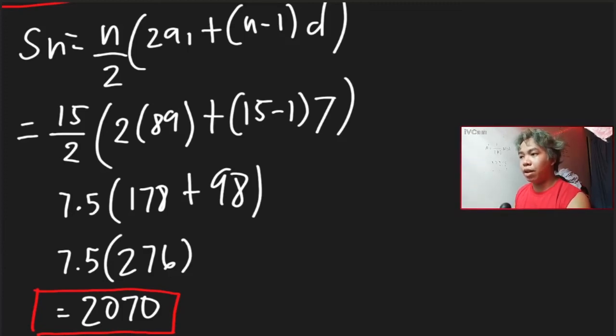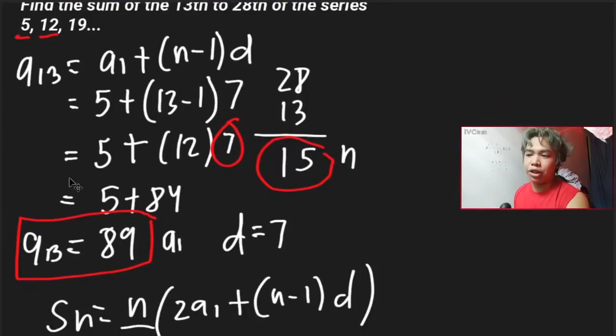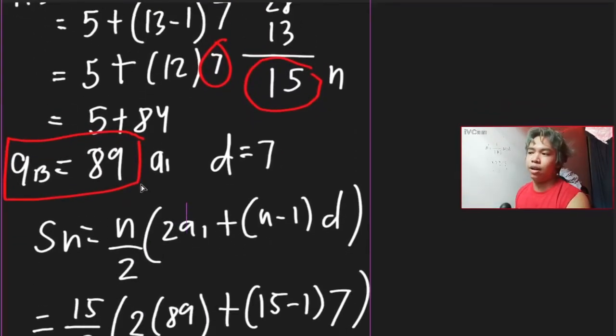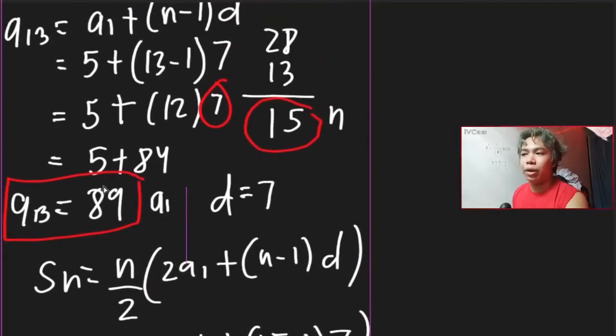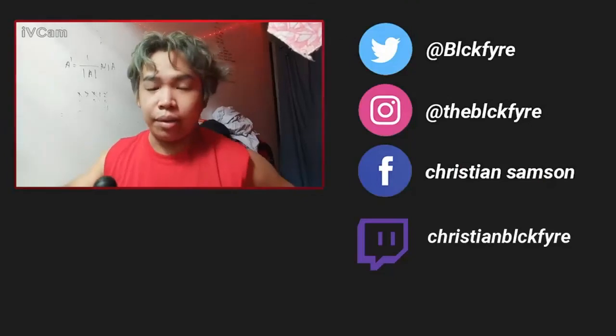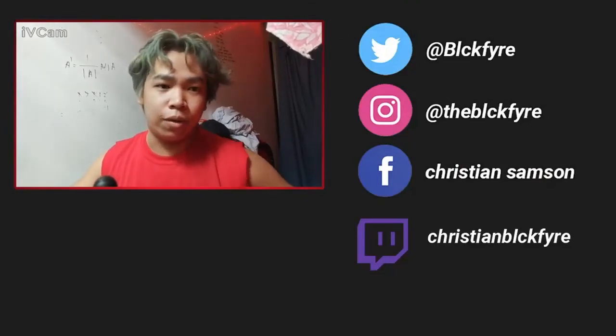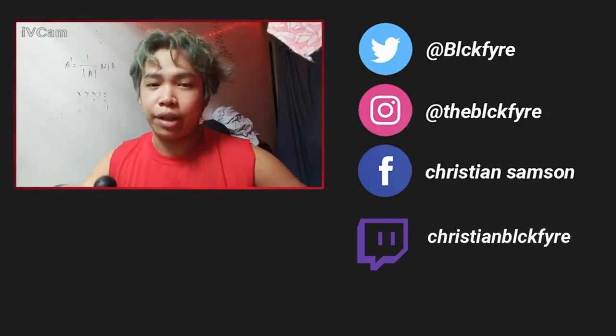Di ba, madali lang. Hinanap lang natin yung pang-13, and then siya yung gaganap na a sub 1, and then yung d, and then yung n, then plug ulit sa formula. Ganun yung gagawin kapag ganun yung case na binigay sa inyo. Ganun lang kadali. Tandaan nyo lang yung mga in-explain ko and yung formula, and then solve lang kayo ng solve hanggang sa maintindihan nyo.